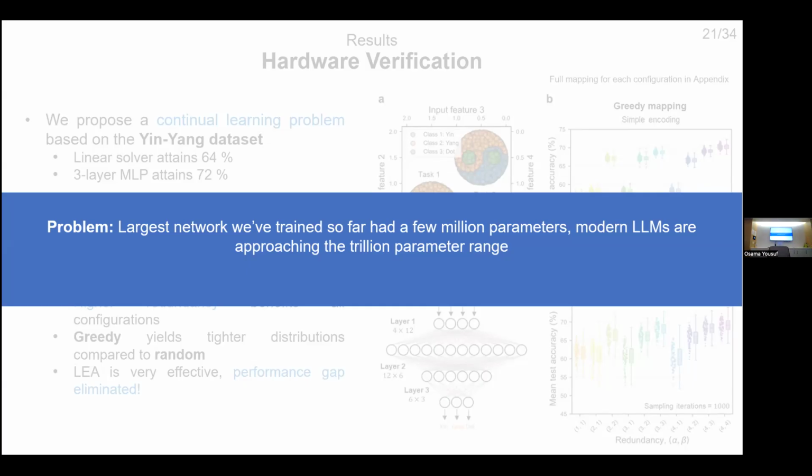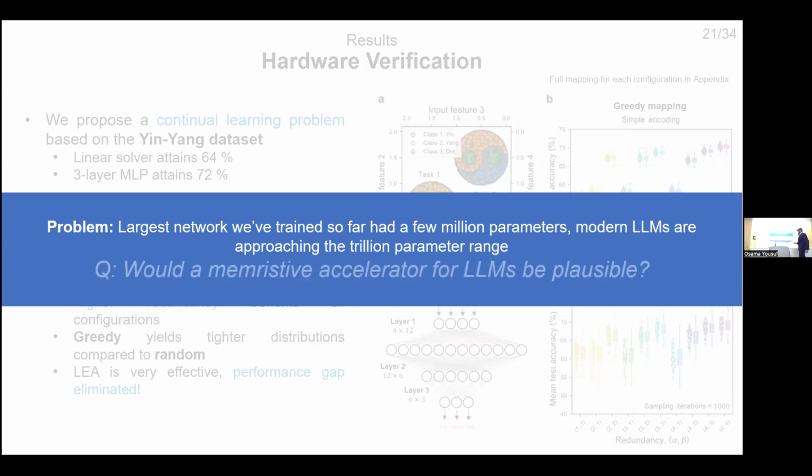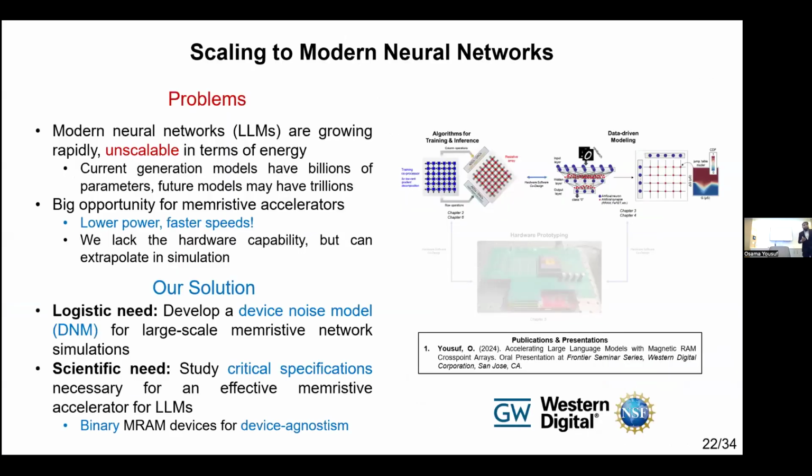The reason why investigating such networks is still important is because power and energy concerns would be much more evident, and we need to be considerate of those at such scales in order for them to be effective. And the question we answer next is, would a memristive accelerator for LLMs be plausible? This work was done at Western Digital during an internship funded by NSF.